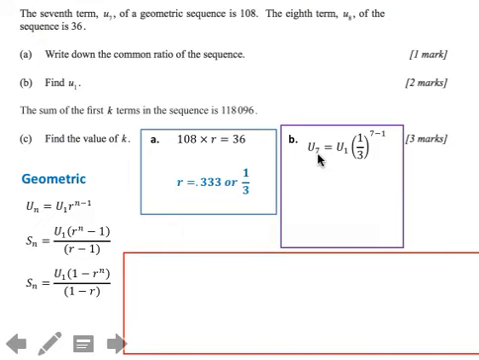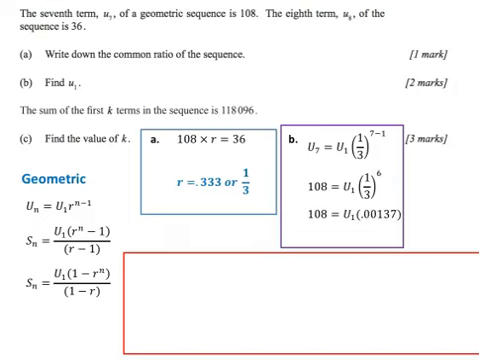The nice thing is we know our seventh term, and it's 108, which is equal to U subscript 1 times 1/3 to the sixth power. From here, I'm going to evaluate this exponential expression. So now I have 108 equals U subscript 1, our first term, times 0.00137. And then the last thing I'm going to do is divide both sides by 0.00137, and you find out the first term is 78,732. So we've solved part B.